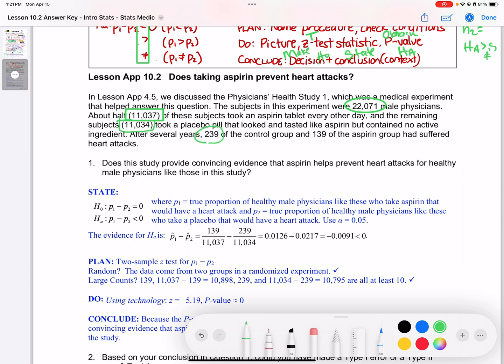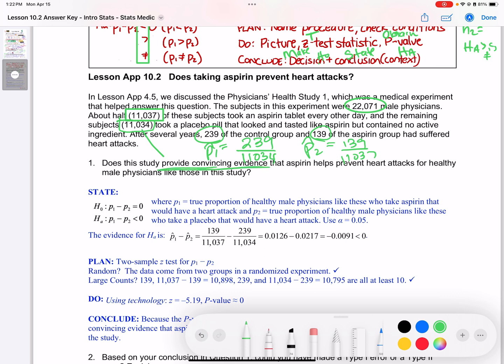It says this of the control group, so that's going to be 239 over 11,034, because these were the ones in the control group. And then that's either P1 hat or P2 hat, it doesn't matter, or P control hat. And then P2 hat was going to be the other numbers, which is the 139 over the 11,037. Okay, so then this says, does it provide convincing evidence?